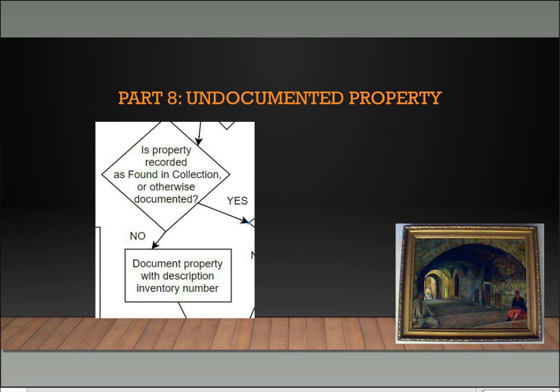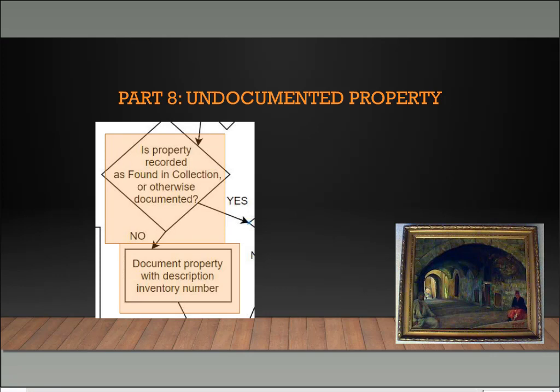So we already have established that we do not know who the owner of this painting is. Is the property recorded as found in collection or otherwise documented? It is not. It's just hanging out in the storage area. Everyone seems to know that it's been here for a long time, but there's no documentation of that. So the next step is to document the property with a description and an inventory number. Do not give the property an accession number. You don't own it, so you can't accession it.